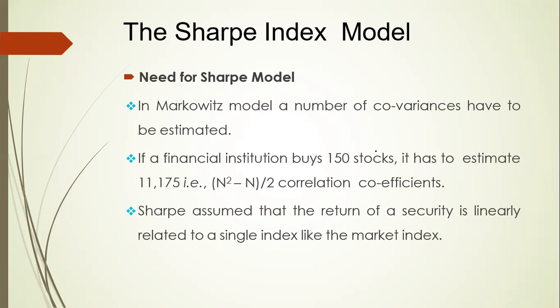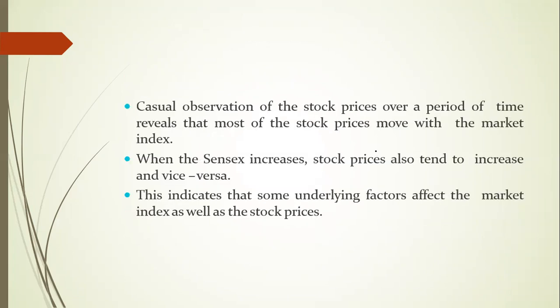Sharpe believes that the total return of a security is linearly related to a single index, like the market index. For example, if we are investing in the Sensex, then according to how the Sensex moves, our share price also moves. He says casual observation of stock prices over a period of time reveals that most stock prices move with the market index. When the Sensex increases, stock prices also tend to increase, and vice versa. This indicates that some underlying factor affects the market index as well as the stock prices.